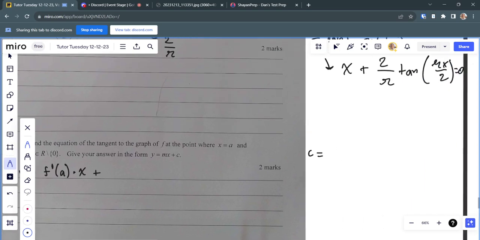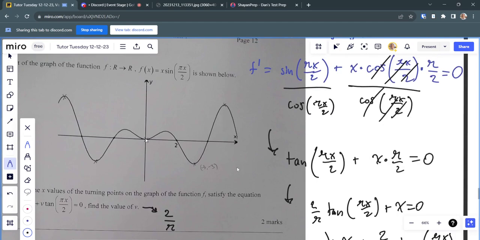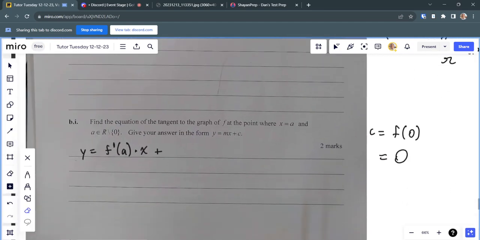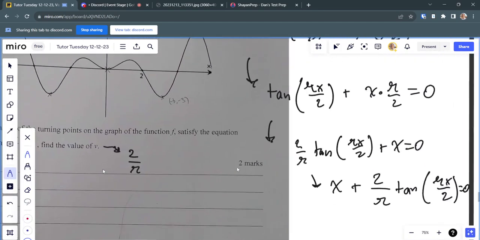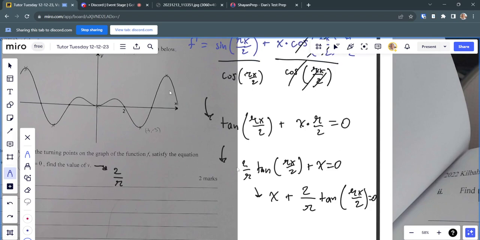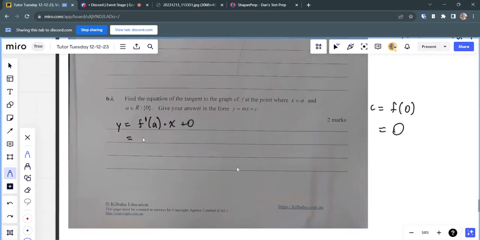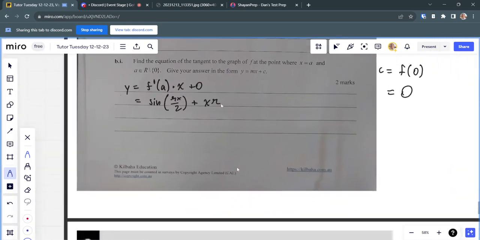C is just equal to the function evaluated at 0, and the function was x sine pi x over 2, so that's going to be equal to 0. So really it's just going to simplify to this. And the derivative, we just found it, right? This part right up here. The derivative is going to be sine of pi x over 2 plus x pi over 2 cosine pi x over 2, times x.